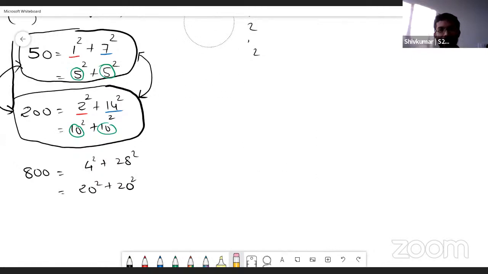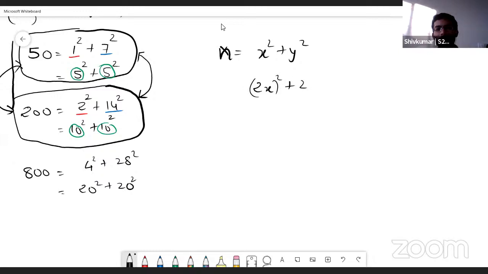So if we take 2x whole square and then 2y whole square, just a moment, let me write what you're saying. The number is n. n is equal to x square plus y square. Now if you take 2x square plus 2y square, we take the 2 common. So 2 in bracket x square plus y square. Now because x square plus y square was n.